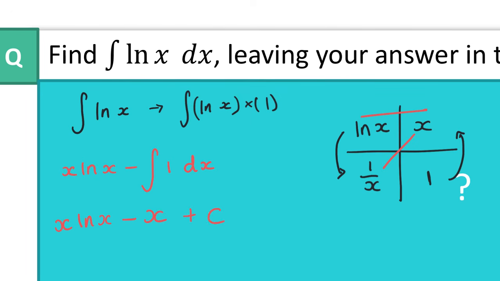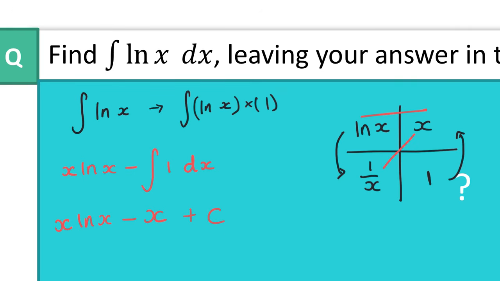So earlier when you Googled it, and you were like, oh, it's x ln x minus x. This is how we prove it. This is the magic of integration sometimes, you realise why these things come about.